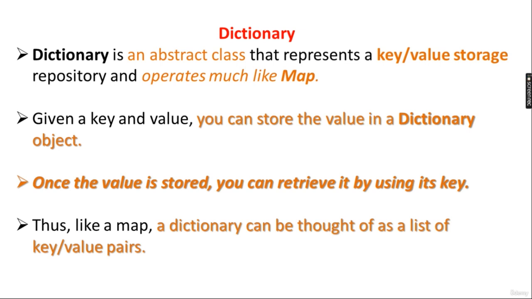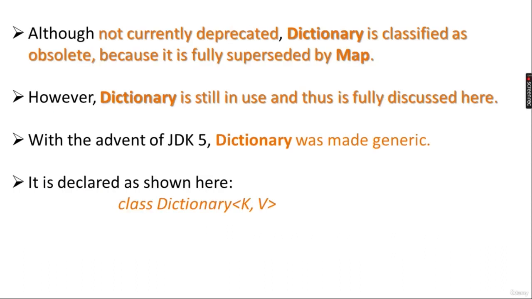Okay. Dictionary is an abstract class, first of all, that we have seen in the table, that represents a key value store and operates much like a map. Okay. Like in a map, we have key value pairs. Given the key and value, you can store the value in the dictionary. Once the value is stored, you can retrieve it by using its key. Just like a map, a dictionary can be thought of as a list of key value pairs.